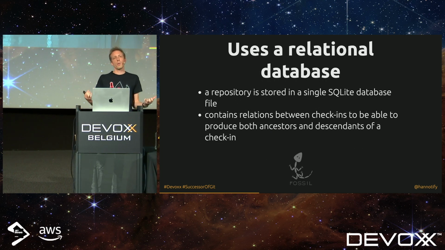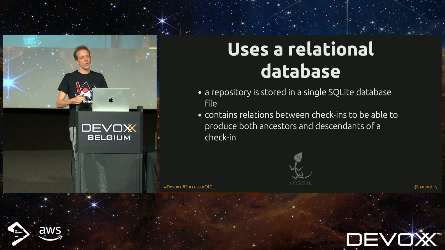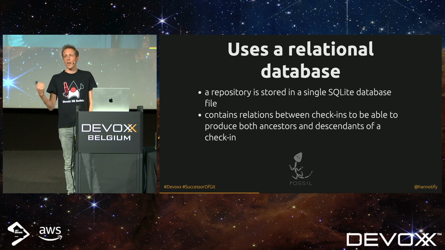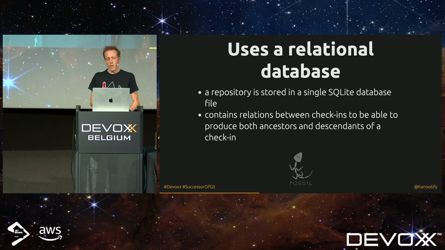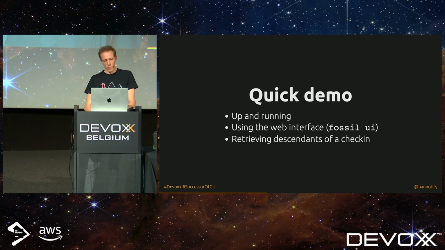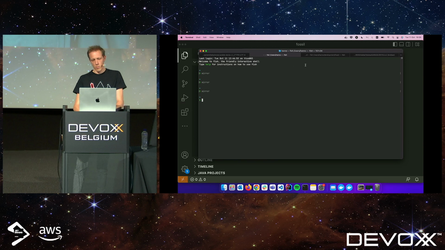Now, a repository in Fossil is, like I said, a single SQLite database file, and it contains relations between the check-ins, so it can produce both ancestors and descendants. So let's see how Fossil works in a quick demo, and I'll switch to a different screen for you.